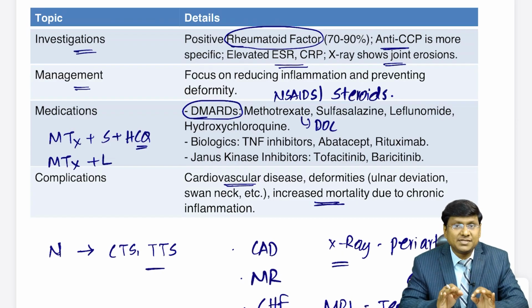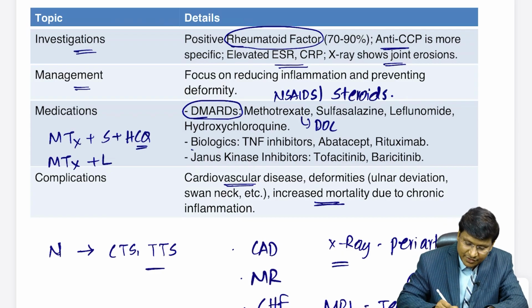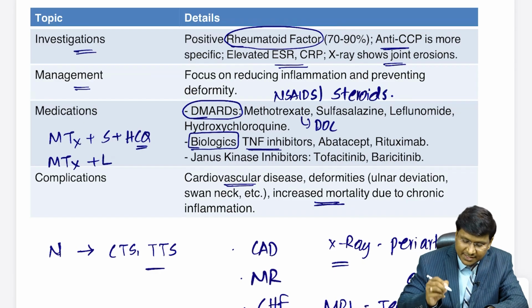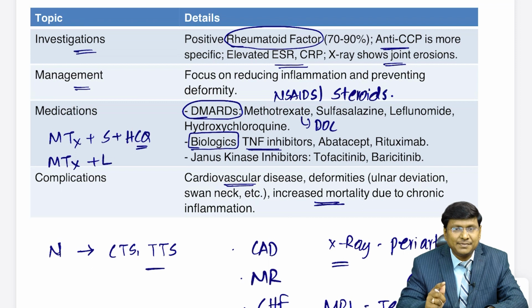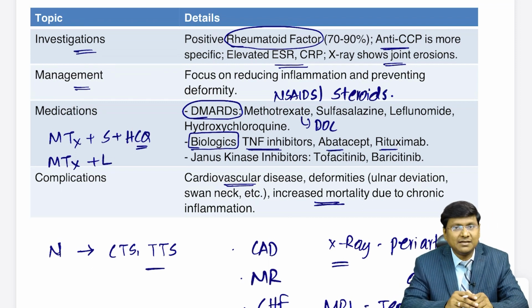Now, if these combinations are not working, if the patient is having signs of inflammation in spite of these combinations, then the individual has to use the biological drugs. And what are these biologicals? That is the TNF alpha inhibitors, and the examples of them are abatacept as well as rituximab. So these are the biologicals.